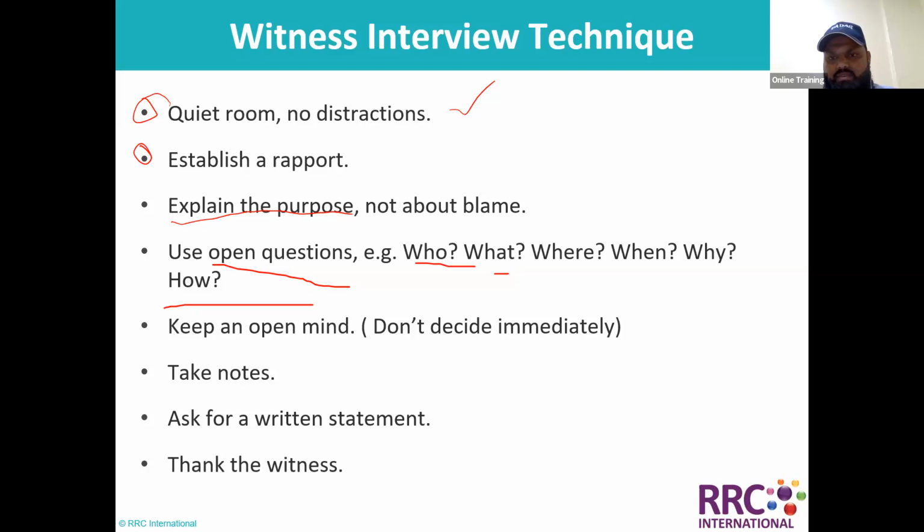We can take statement from supervisor also after the interview of the witness. We'll come to that point later on. Okay. So we have to ask him open-ended questions.